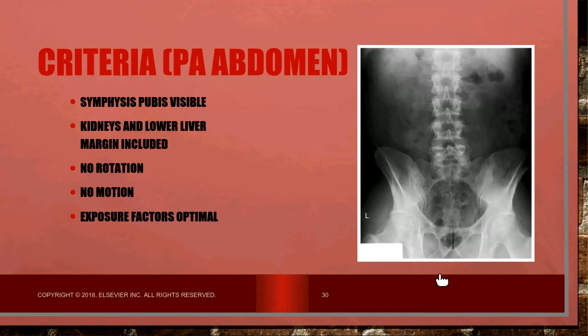So they could have actually moved up and included a little bit more of the upper abdomen instead of wasting all of that. Same criteria, you have to visualize pubic symphysis. Kidneys and lower liver margin have to be included. No rotation, no motion, and optimal exposure factors. So no different other than the patient is on their stomach versus on their back.